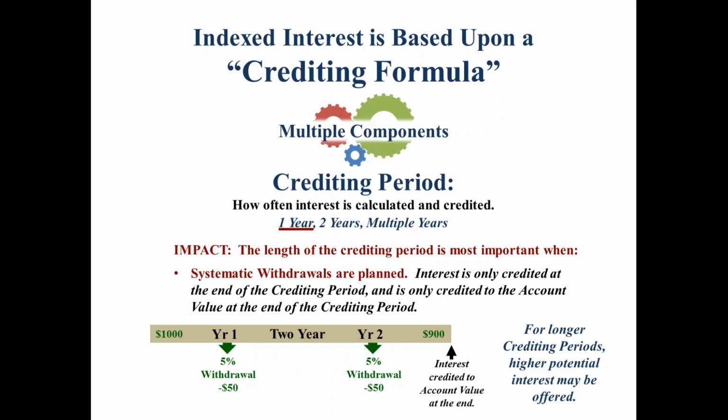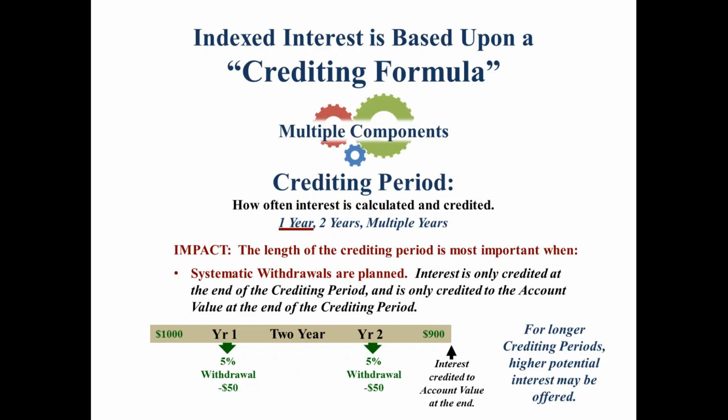Now, the other thing to look at, and then we'll look at caps and spreads in a moment, is that quite often, if somebody's offering a 2-year crediting period or a 5-year, it looks like the potential interest is much greater because they're going to have a higher cap or a lower spread or something like that. We'll get into those in a moment, but you've always got to remember that's over a longer period of time. So you've always got to watch what these carriers are trying to do, okay?